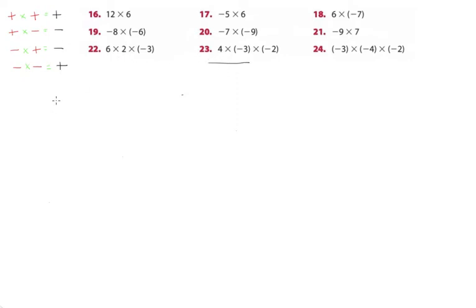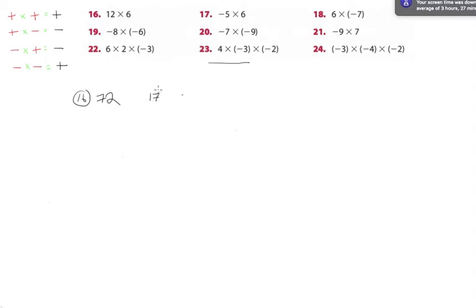So let's go through the homework anyway. Question 16 is 12 multiplied by 6. So they're both positive numbers. You can't see the positive sign, but they are both positive. And 6 multiplied by 12 is 72. 12 by 6 is 72.